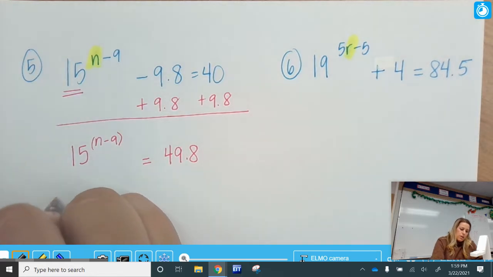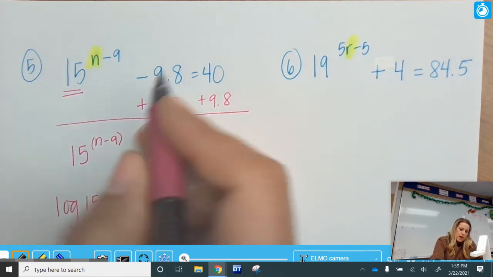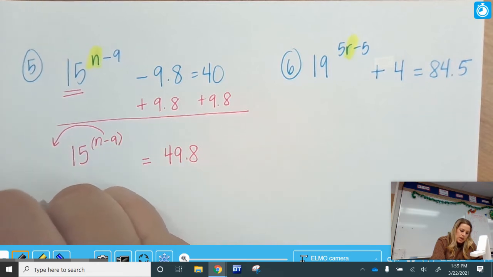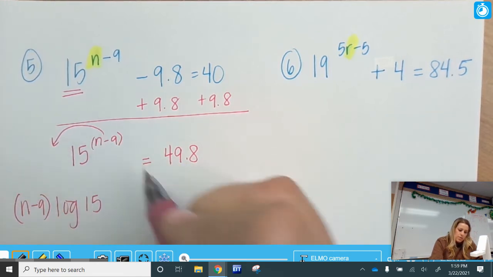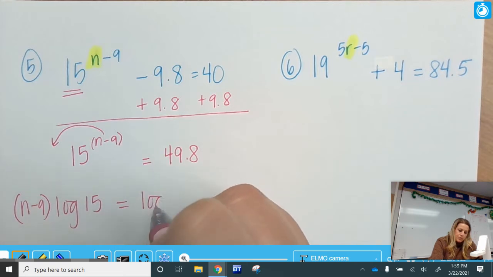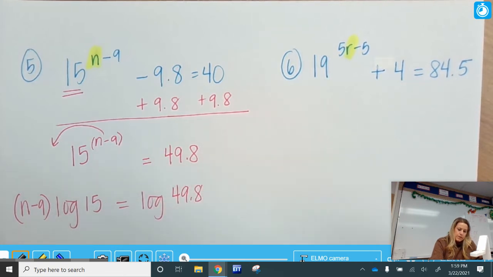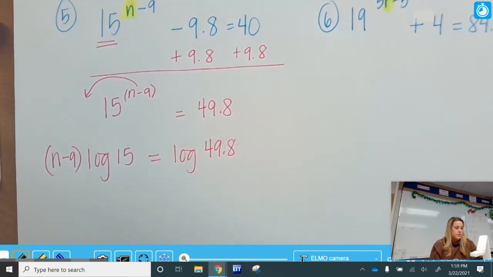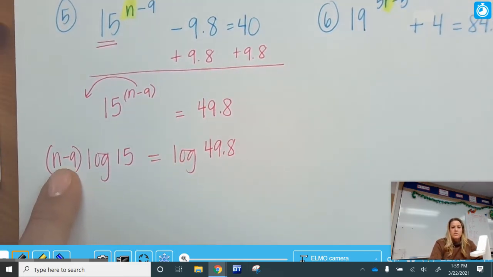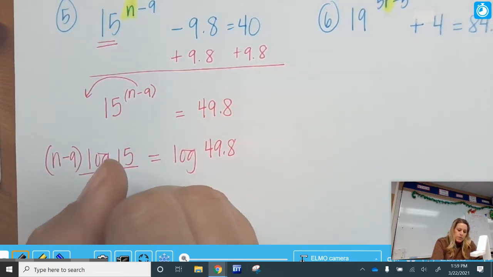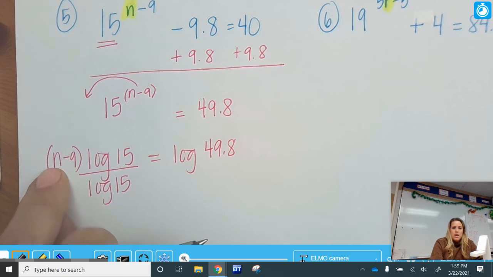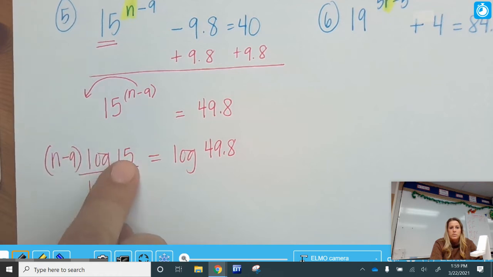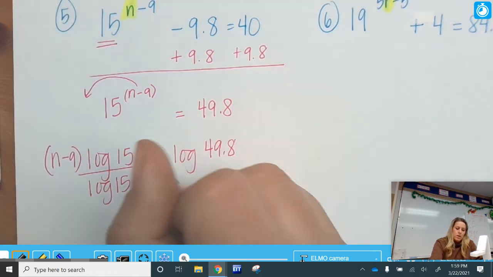Okay, so when I take the log of both sides, that allows the n minus 9 to move to the front here based on that power property. And now we have the log of 49.8. Okay, so we have the log of both sides. So this is in parentheses. These are kind of together. So the last thing we're going to do is add that 9 to get it to the other side. So the goal is to still solve for n. So we're going to divide by log of 15 because this means n minus 9, all of that times log of 15. So since we're multiplying here, we're going to divide by log of 15.